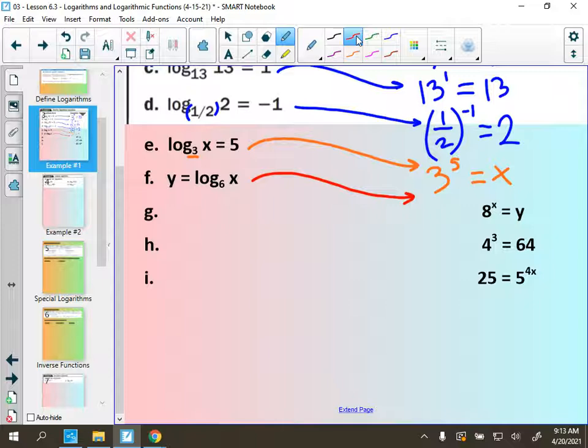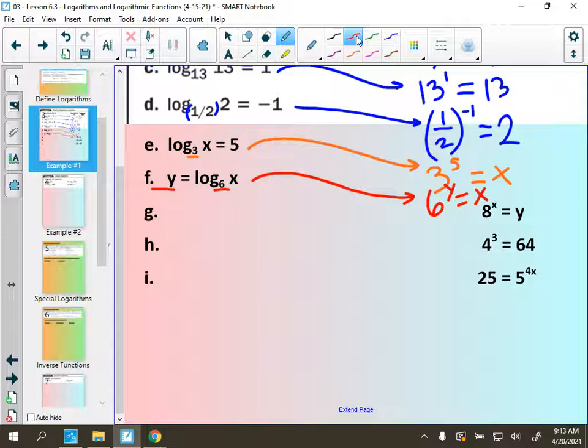Last one, all of a sudden the log is on this side of the equation, so we're like, oh, everything freaks out. It's still the same process. 6, cross it over to the y power equals x. All right, so that's going one direction.